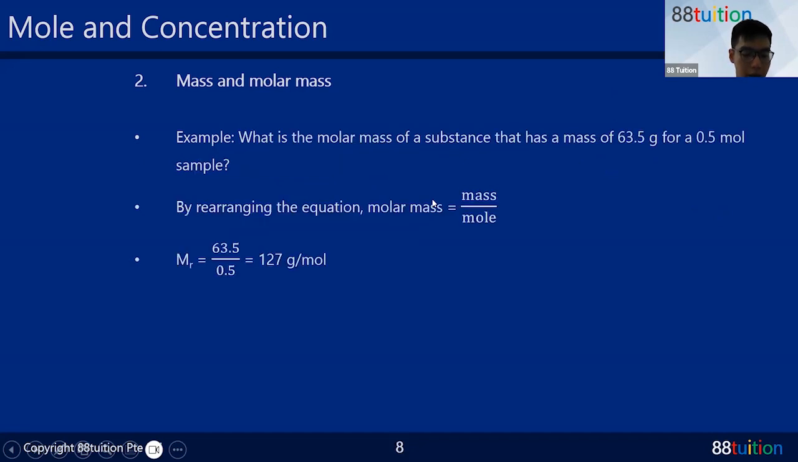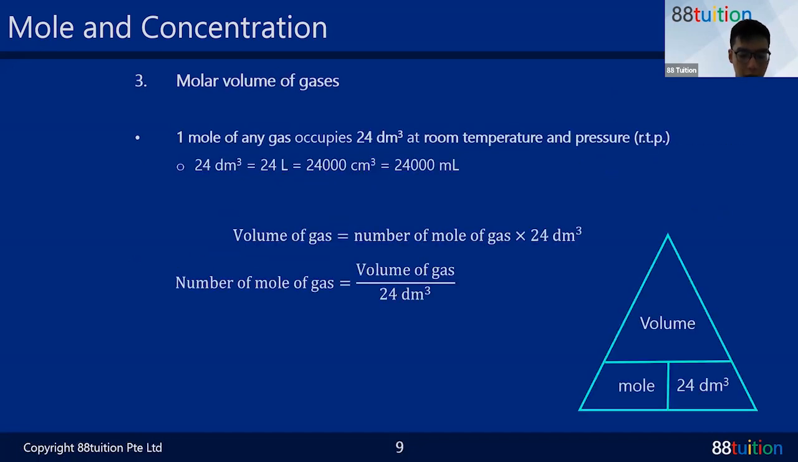Okay, so I skip. Then I need to go through molar volume of gases also. Molar volume of gases basically tells you that if you have 1 mole of any gas, this gas can be whatever: hydrogen gas, oxygen gas, carbon dioxide, nitrogen, ammonia, whatever. Clearly they all have different masses. 1 mole of them have different masses because their MR are all different. But what is interesting about gases is that they all occupy the same volume.